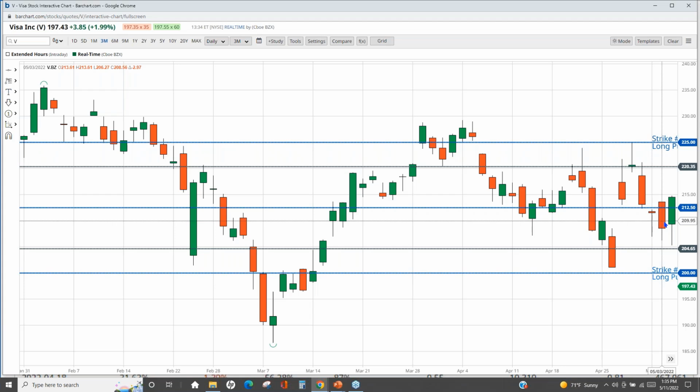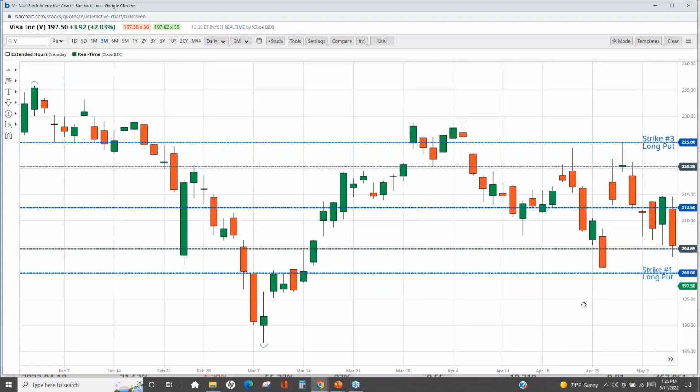Now, with every trade we do, we need a plan, and that plan is going to tell us when we're going to exit the trade. Obviously, we want to exit trades with profits, but we also have to have a plan to decide when we want to exit when we know we're wrong. So in this particular strategy, one of the things we might want to think about is exiting when price starts to move away from our body and gets closer to our wings. And notice what Visa did.